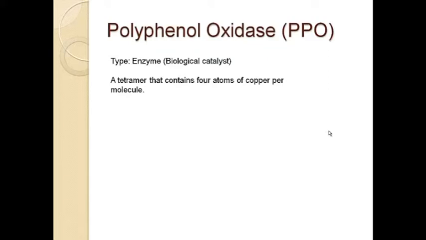Polyphenol oxidase is a type of enzyme, also known as a biological catalyst. Biological means the substance in question is produced or is derived from some living organism. PPO is a tetramer that contains 4 atoms of copper per molecule.